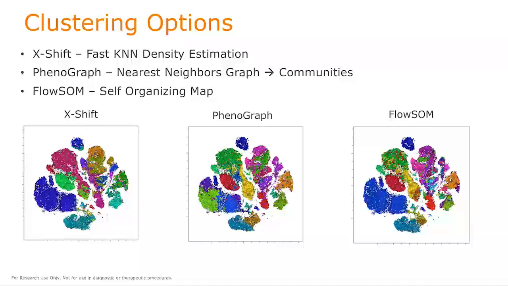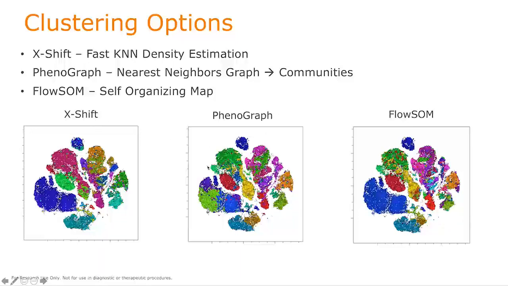There are actual different clustering options, and which one you use is going to depend on your data. It's going to depend on how many events you're trying to cluster and whether you want some extra visuals out of it, really. The three options that we are offering right now are XShift, which is a standalone plugin that runs in Java. You don't need R for this.